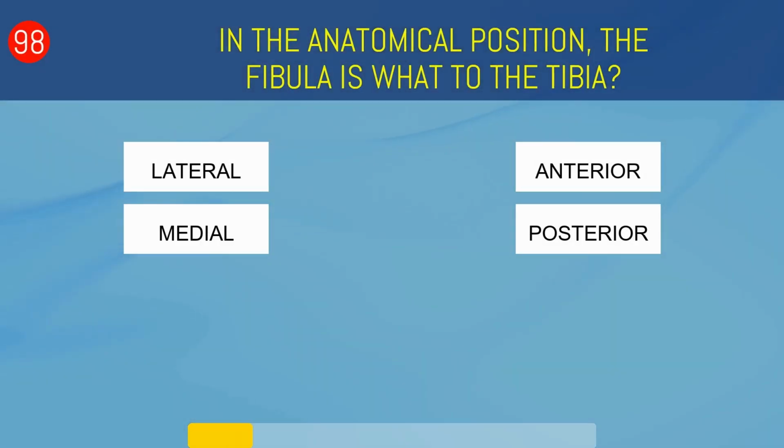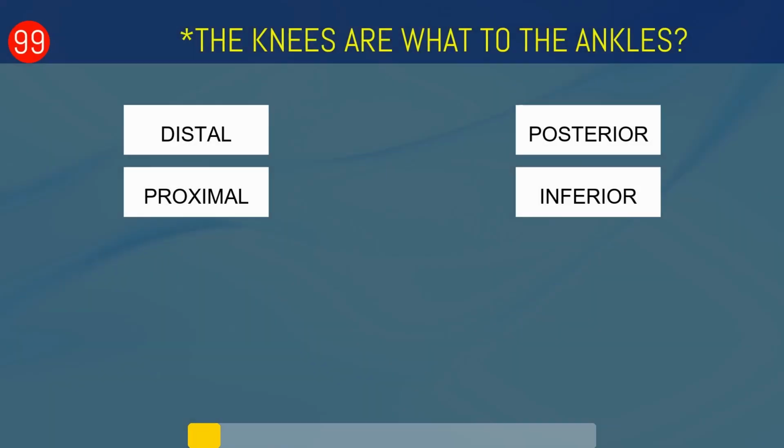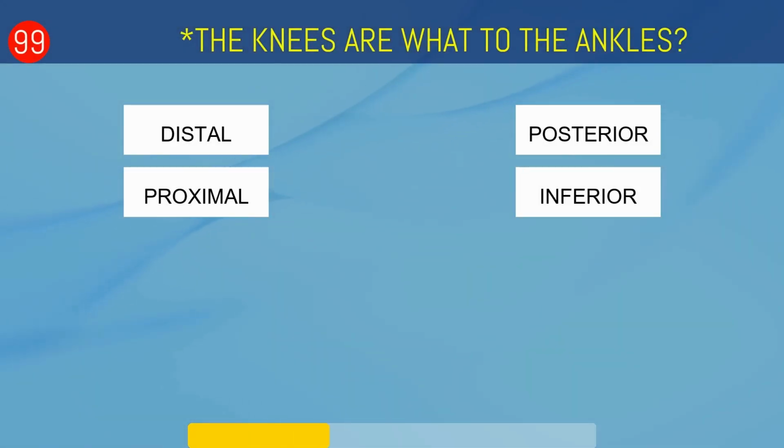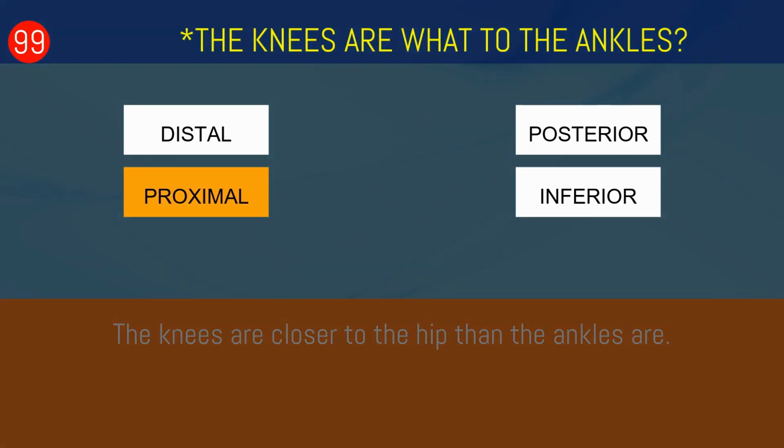In the anatomical position, the fibula is what to the tibia? Lateral, medial, anterior, or posterior? Lateral. The fibula is the outer, non-weight-bearing bone of the lower leg. The knees are what to the ankles? Distal, proximal, posterior, or inferior? Proximal. The knees are closer to the hip than the ankles are.